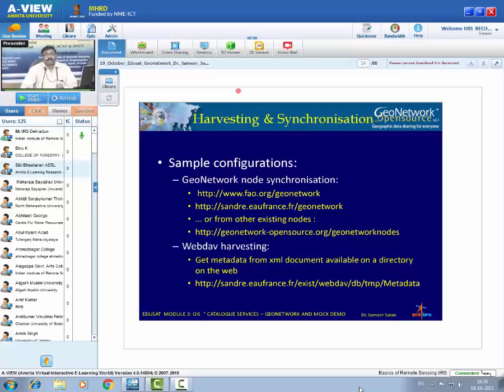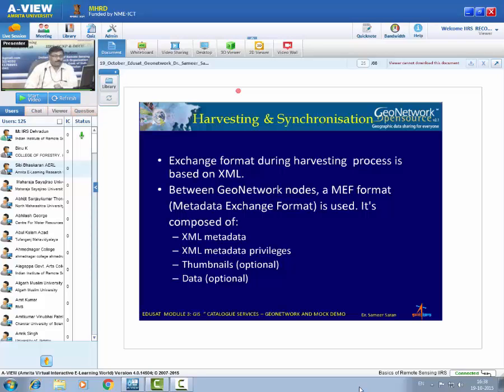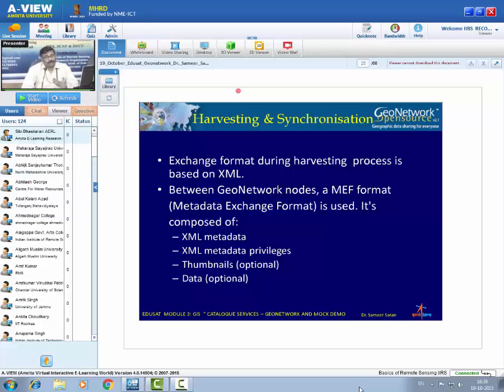So there are some sample configurations, like GeoNetwork node synchronization, WebDAV, harvesting, all those things are available. These are all sample configurations. Then the harvesting mechanism is based on XML. Once the building blocks of the metadata are created, they get converted into XML, and after converting into XML, there is the MEF format, the metadata exchange format, which is used to do that harvesting and synchronization.